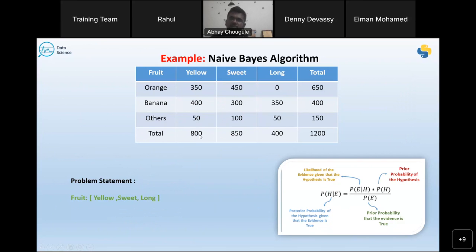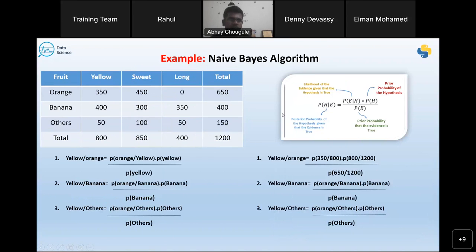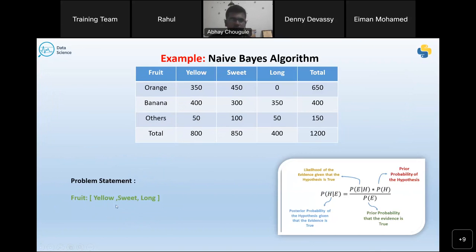The observations are dummy observations. Don't worry, but the total calculation is the same. That is accurate. 350 plus 400 plus 50 is 800, then 850. This is 400 and this total is 650, 400 to 150. Total is 1200. Nishan, you got the point. We are applying it on that. No problem. So for this problem statement, yellow, sweet, and long, we are going to ask for everyone. We should ask for orange, then banana, then other.